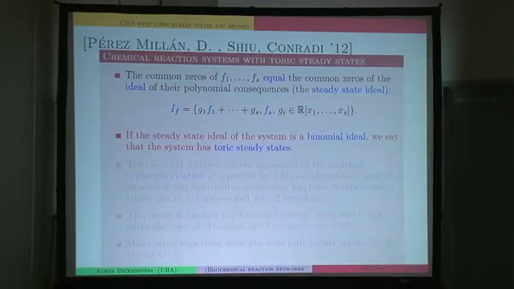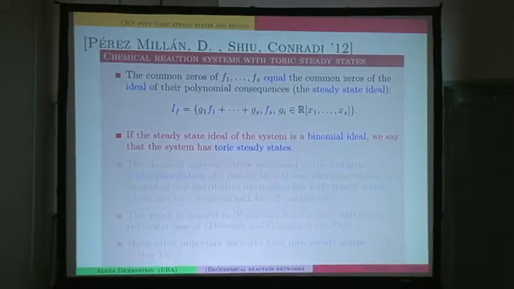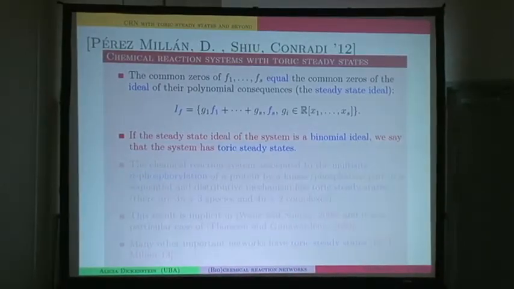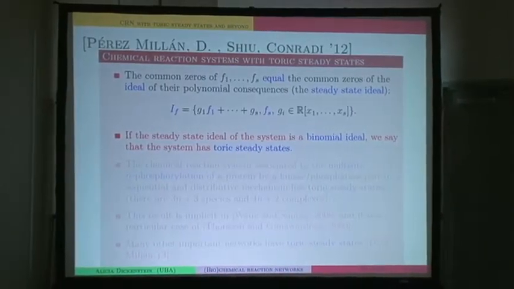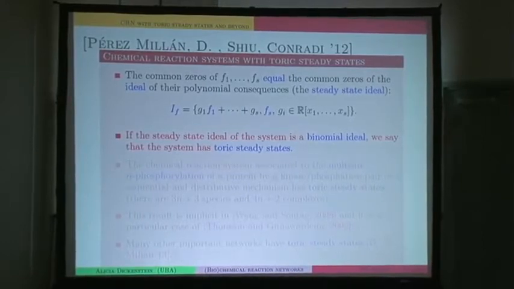And then we try to understand what happens if this ideal is a binomial ideal. What does it mean? It means the following. So these F's generate the ideal in the sense that any other element is a linear combination of them. But we could have other systems of generators of the same ideal.